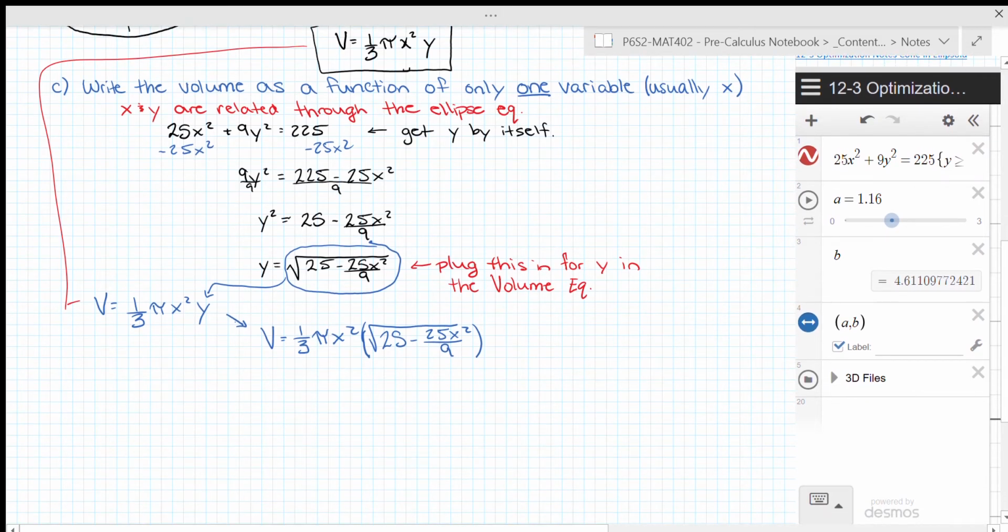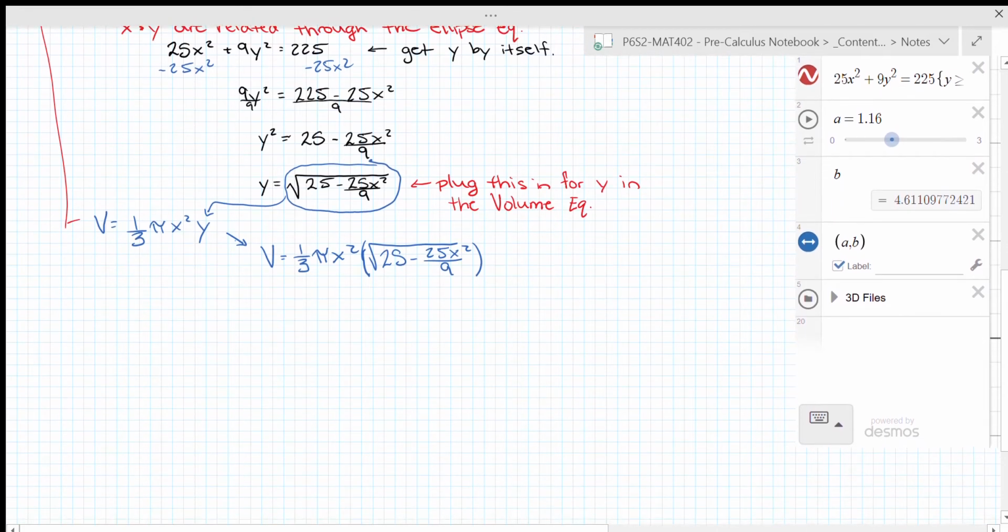In calculus, you'll do this all by hand. You'll take this equation and figure out, like, where the slope ends up being 0. For now, in pre-calculus, we're just going to graph this and figure out where the biggest volume is. So I'm going to graph this volume in Desmos and find the maximum.